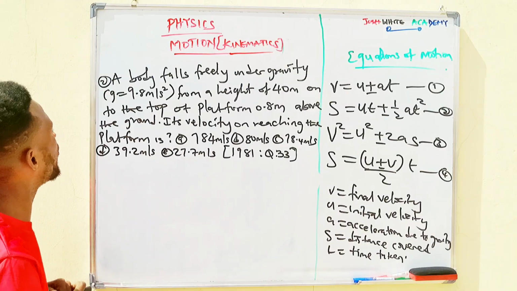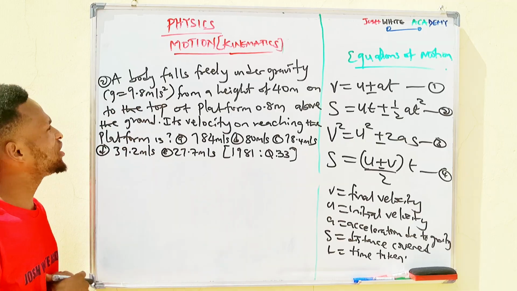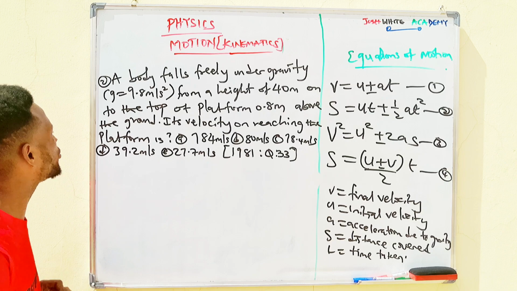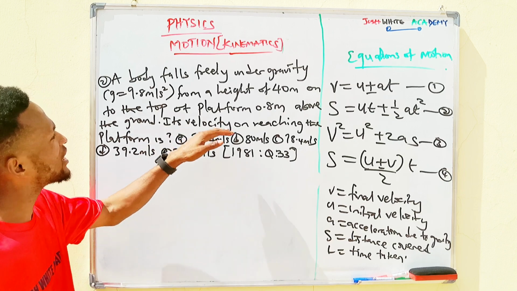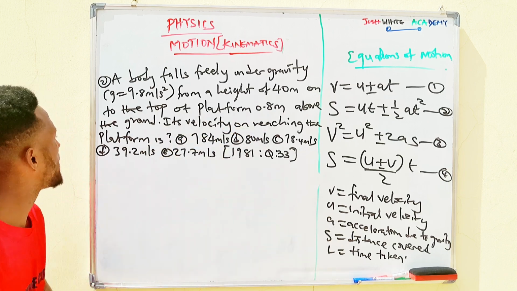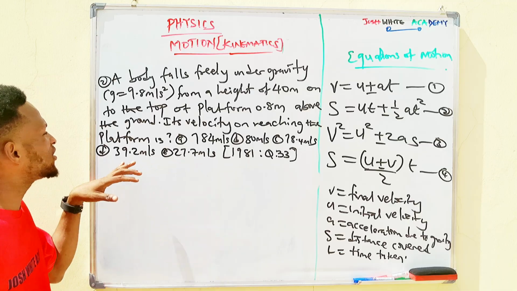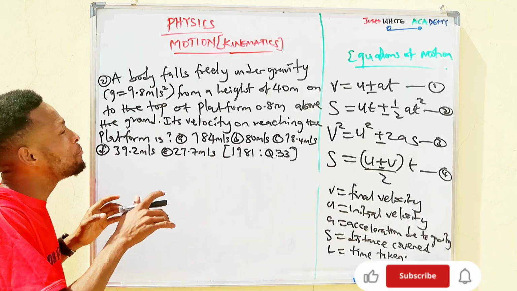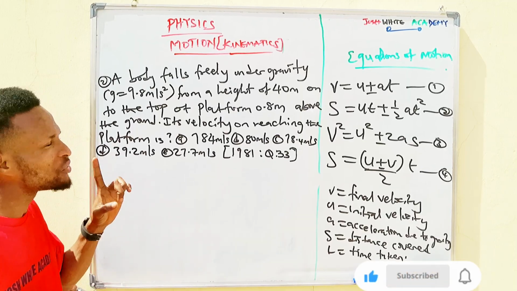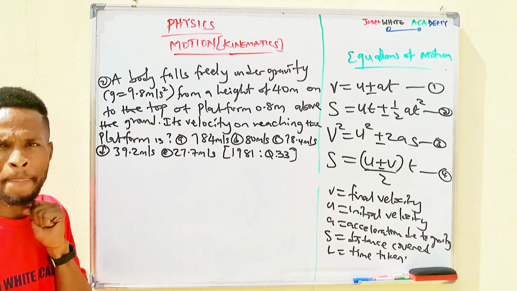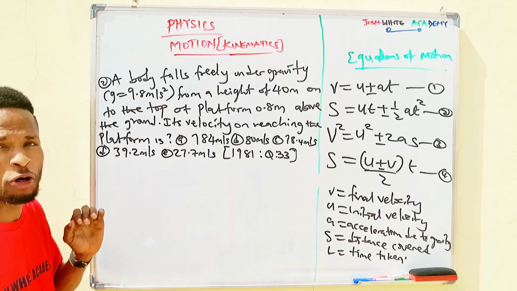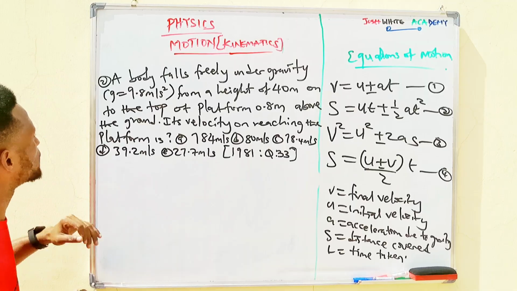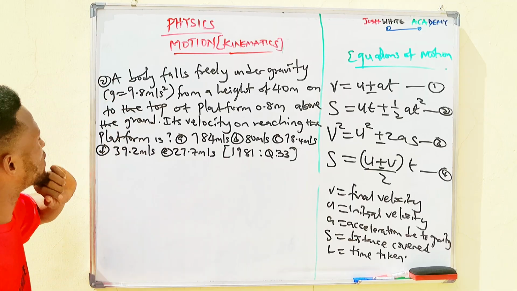A body falls freely under gravity, g as 9.8 meters per second square, from a height of 40 meters onto the top of a platform 0.8 meters above the ground. Its velocity on reaching the ground is... So now, one of the important things to take note in this question is understanding the question. This is our second principle. Understanding the question. Now look at this. We were given g as 9.8.